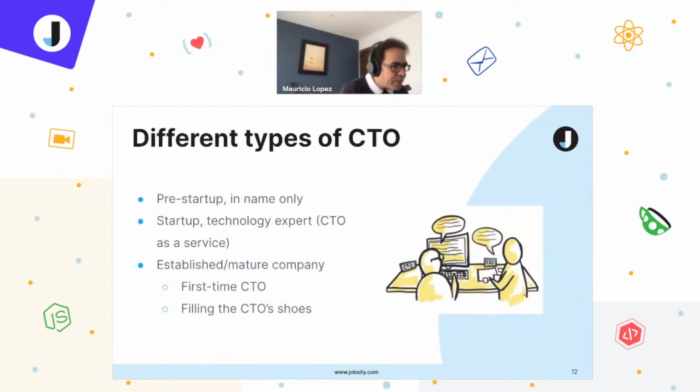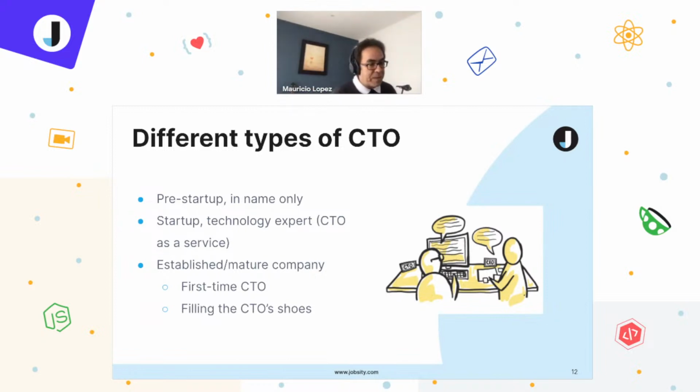Okay, different types of CTOs. This is something interesting to understand, and it's related to the skills that you may need for the role. This is more like the types of companies where the CTO is going to act. So think like a CTO, the book mentioned 4, and I agree.